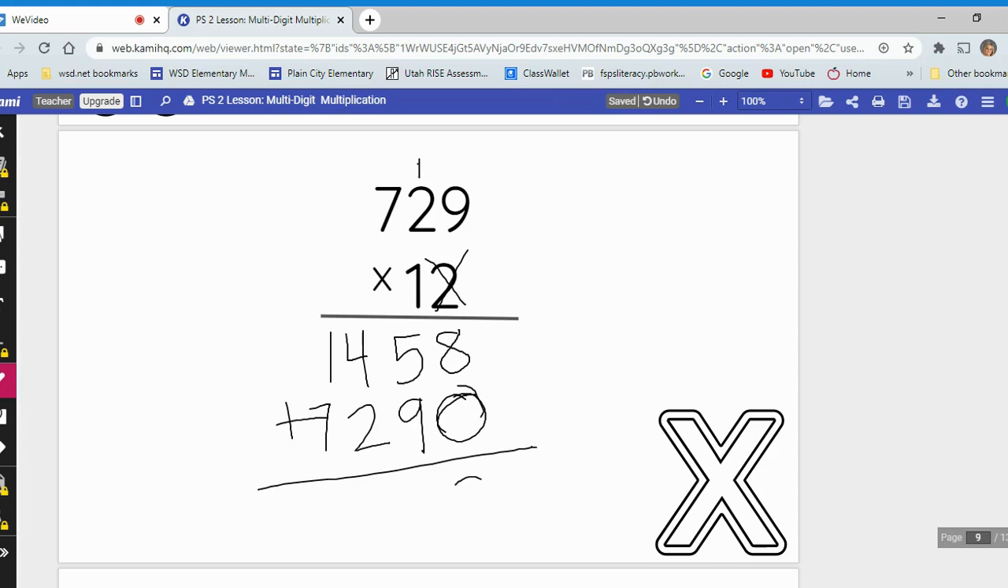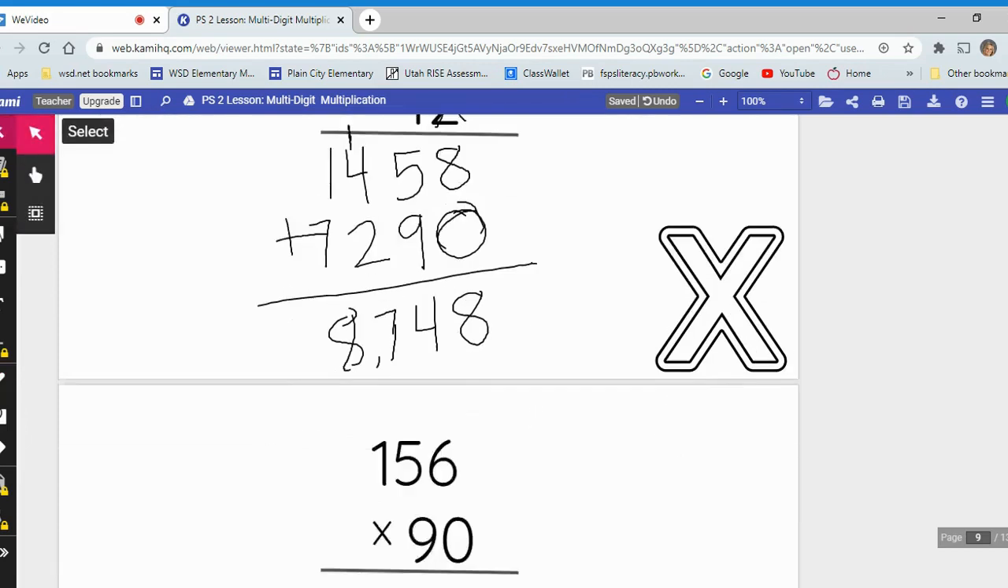8 plus 0 is 8. 9 plus 5 is 14. Carry that 1. 2 plus 4 is 6, plus 1 is 7. And 7 plus 1 is 8. So we have 8,748. Okay, moving on.